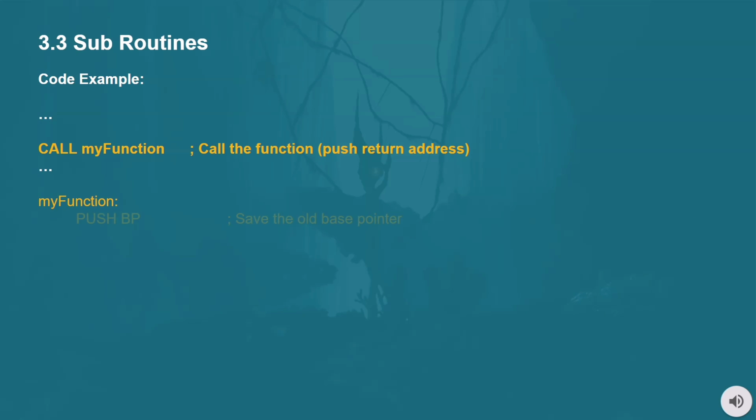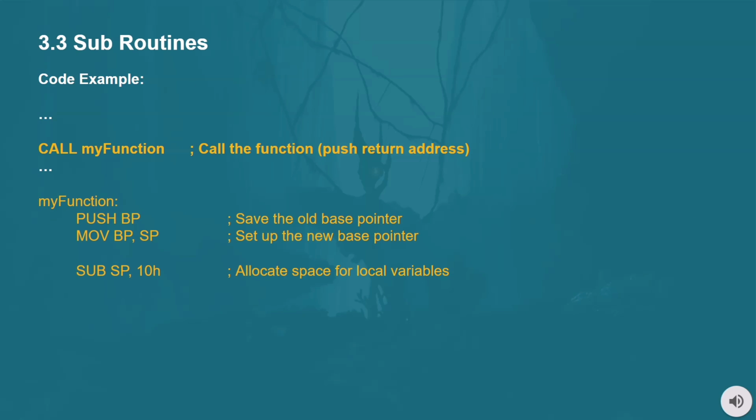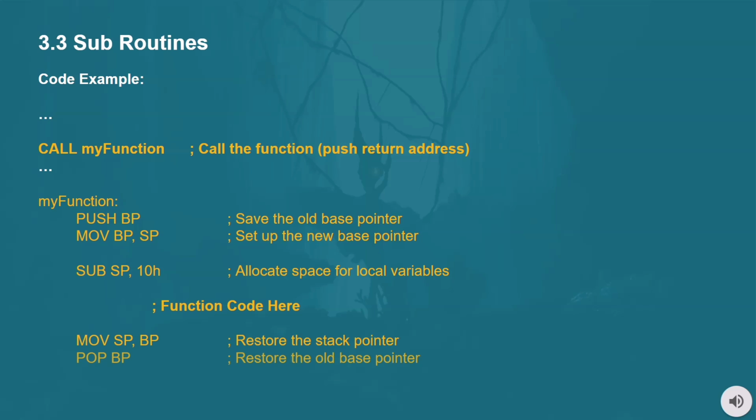This code example shows a subroutine, my_function, setting up a stack frame, executing code, and returning to the caller, demonstrating typical assembly language subroutine structure and functionality.